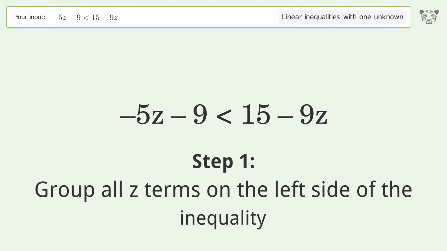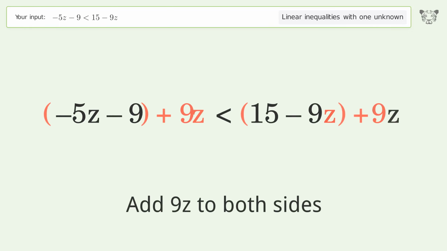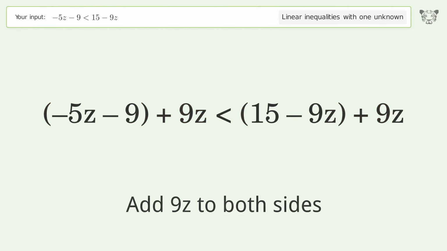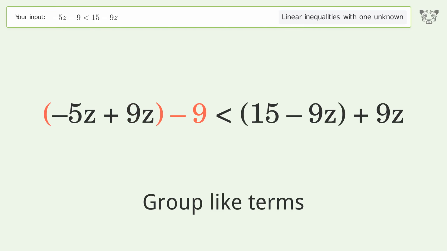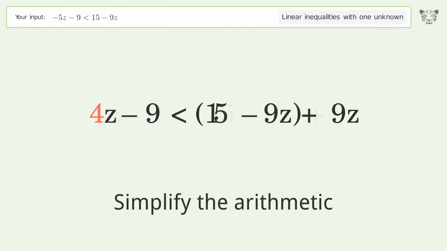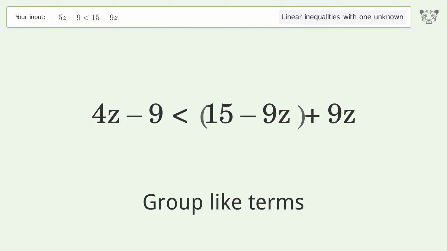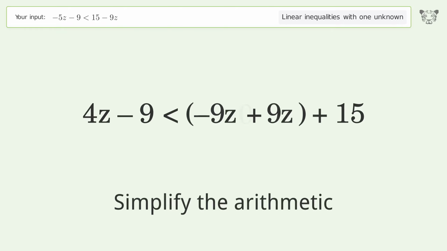Group all z terms on the left side of the inequality. Add 9z to both sides. Group like terms. Simplify the arithmetic. Group like terms. Simplify the arithmetic.